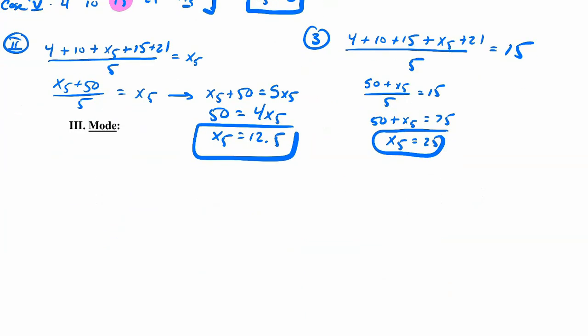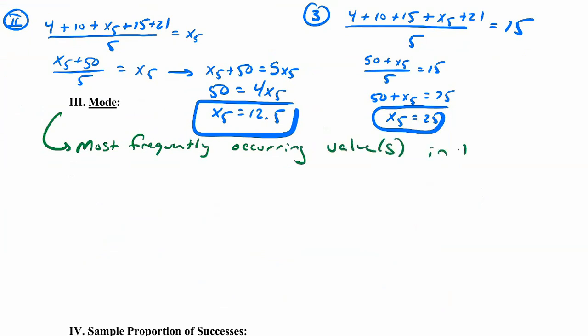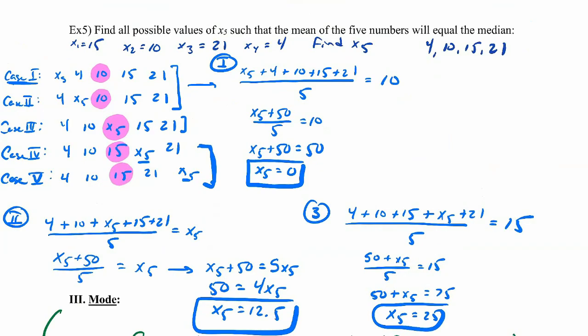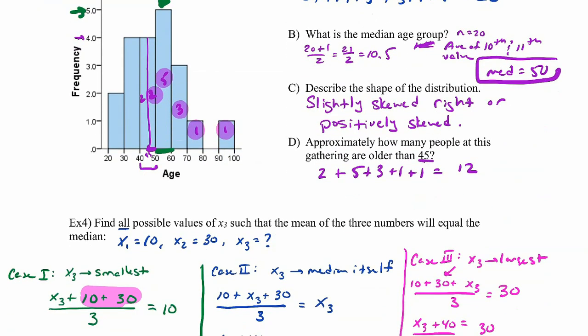Okay, mode, very easy. Not going to spend too much time on this, but the mode is the most frequently occurring value or values in the data. Okay, it's the value or values that show up the most. Okay, looking at the frequency histogram above, it's easy to find the mode age group. The highest frequency was 5 in the ages of 50 to 60. So with this family gathering, the mode was the age group of the 50s. Okay, most people were between 50 and 60 years old.